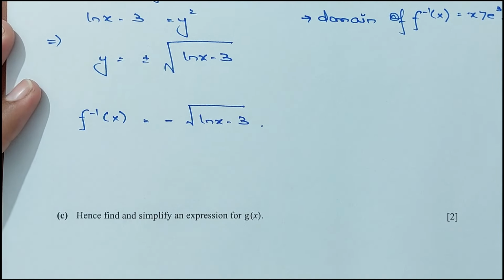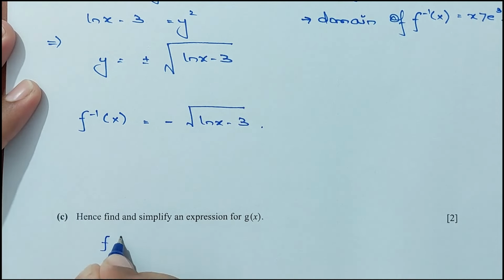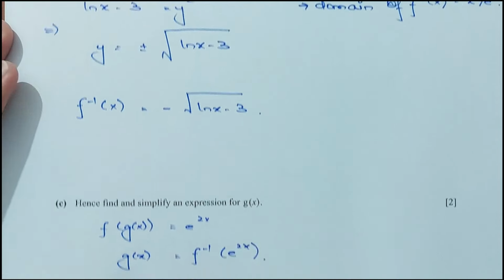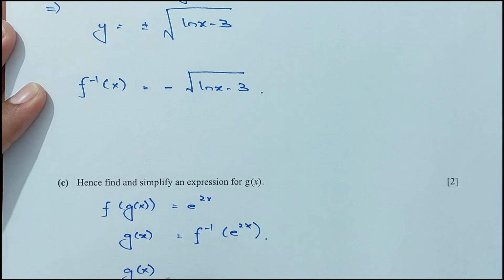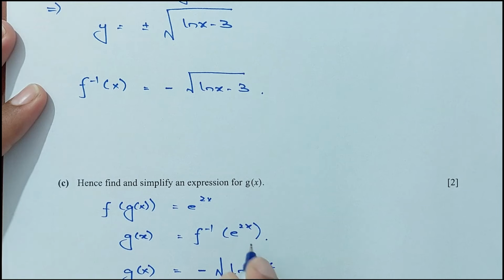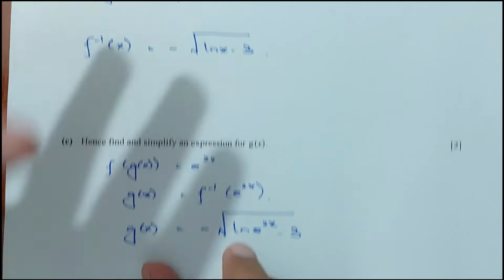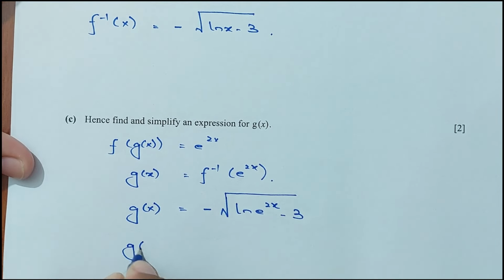Now for part C: hence find and simplify an expression for g of x. We are given that f of g of x is e to the power 2x. So what is g of x? g of x is going to be f inverse of e to the power 2x, right? So g of x is the negative square root of ln of e to the power 2x, with x replaced by e to the power 2x, minus 3. ln and e cancel, so g of x is the negative square root of 2x minus 3. This is the function g of x.